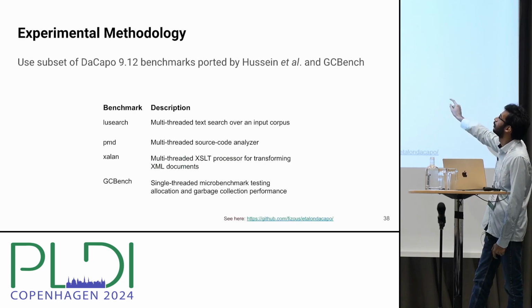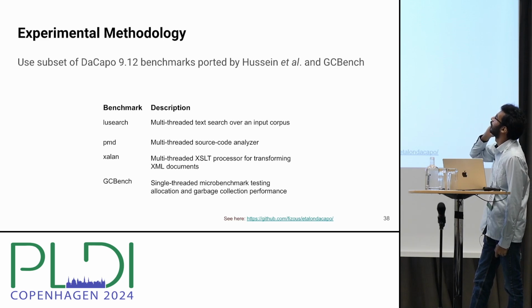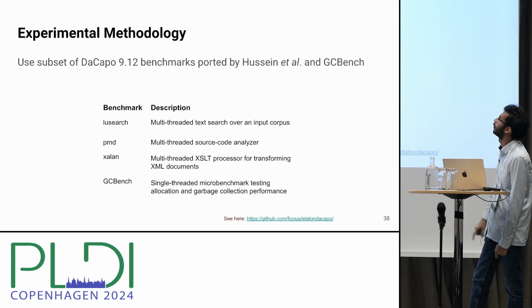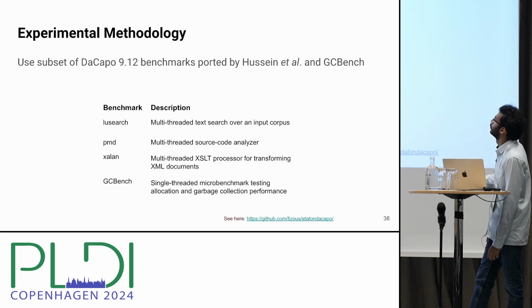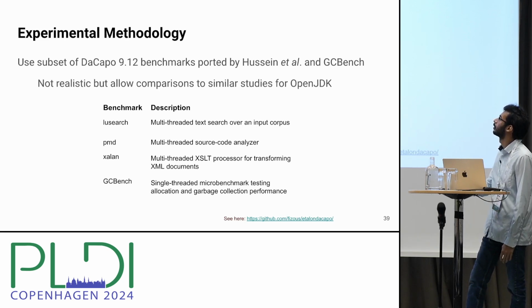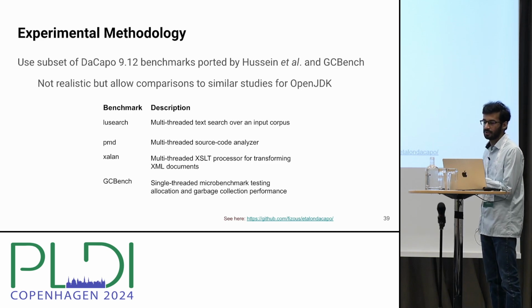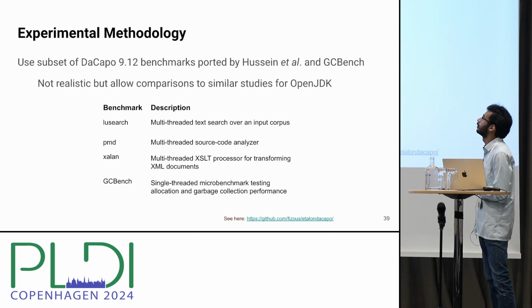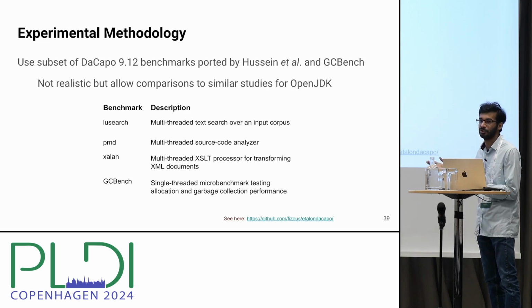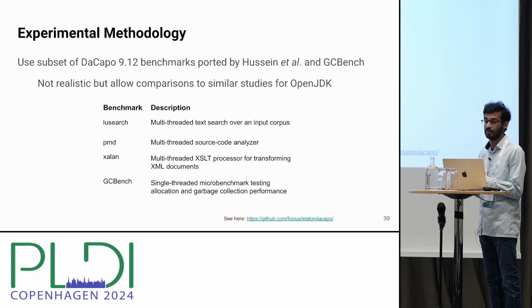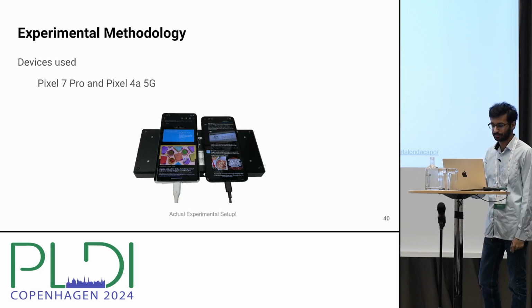Like I said before, we also use some standard Java workloads, and we benchmark them. We use a subset of the DaCapo 9.12 benchmarks, and we also use GCBench, which is just a simple micro benchmark. Obviously, this is not realistic in a mobile setting, but it allows for comparisons to similar studies on OpenJDK, and also allows us to understand core garbage collection performance.